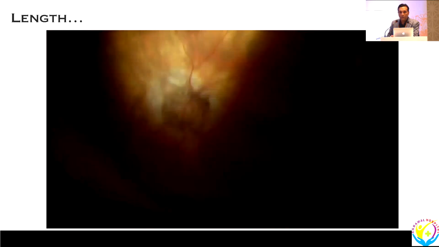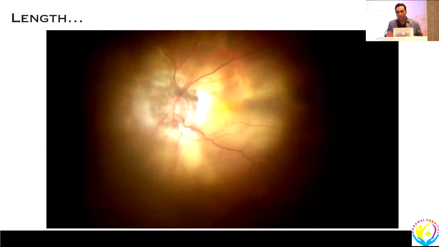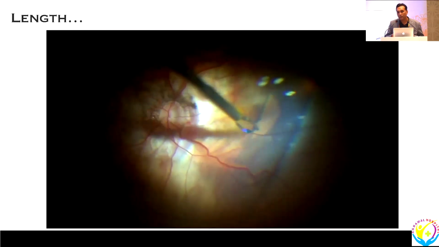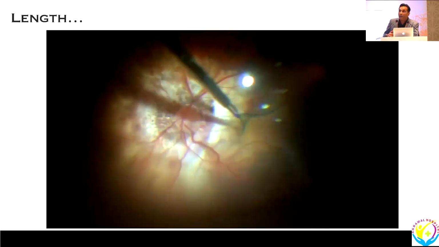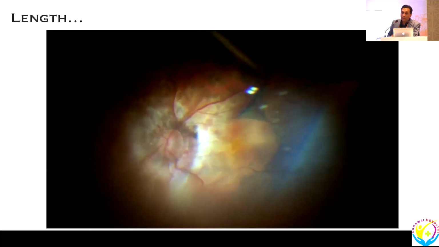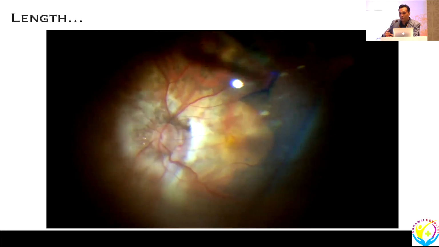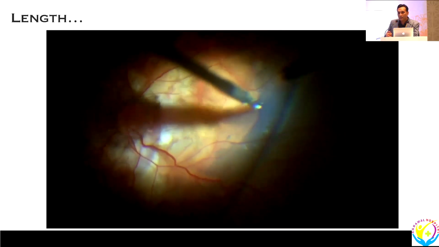Of course, I can do the peeling with both hands. In this case, my right hand was not reaching the macula, so this is the peeling from the left hand. And you can try these maneuvers apart from the routine things, like creating more posterior ports, or removing the trocar to reach the posterior pole.